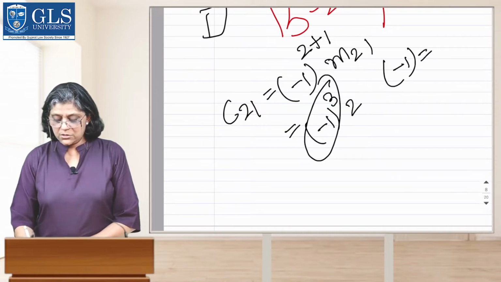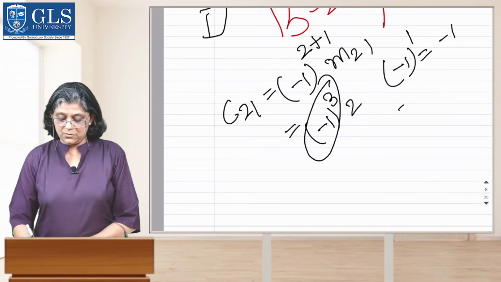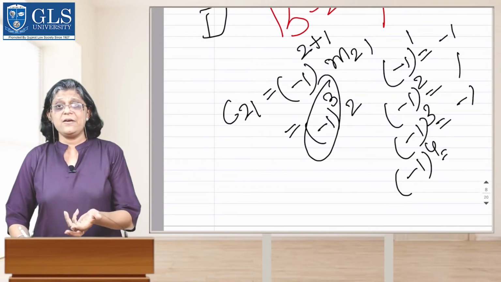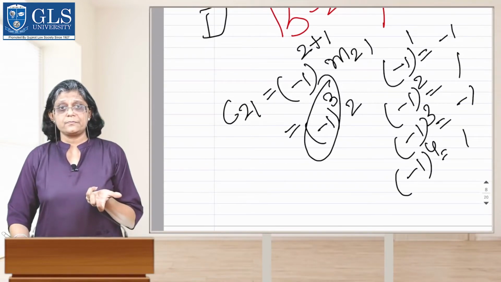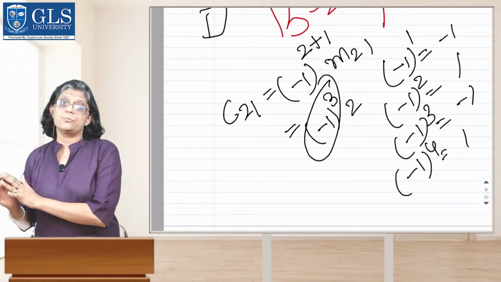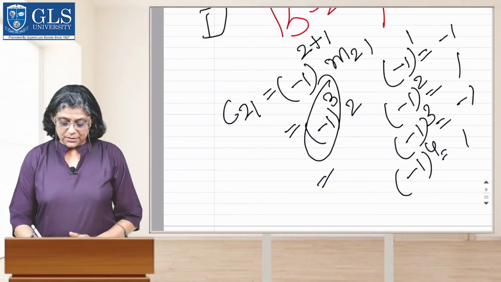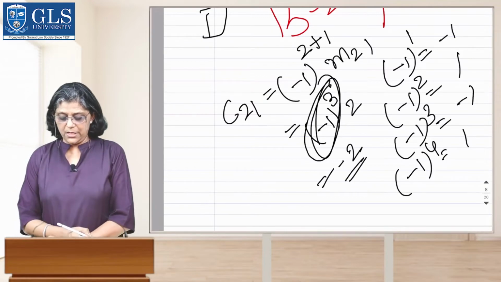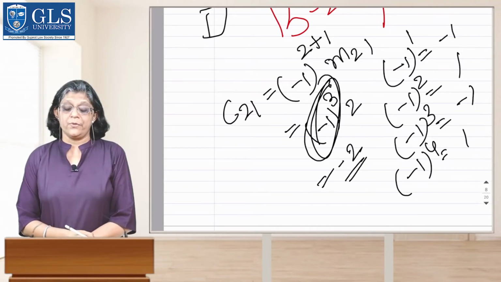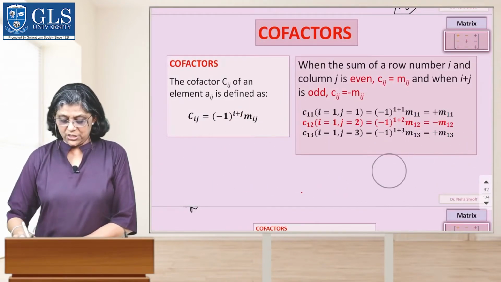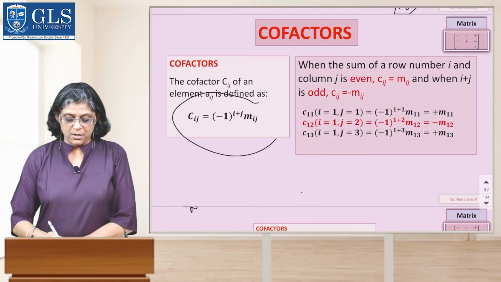If you forget, no problem. -1 raised to 1 is -1, -1 raised to 2 is 1, -1 raised to 3 is -1. It alternates for even and odd, so 1 comes back. If you check the positions too: 1 plus 1, 1 plus 2, 1 plus 3, 2 plus 1, 2 plus 2, 2 plus 3 and so on. So in this case my sign will be -1 only. So my result is -2. Probably you have understood what I am trying to tell you, that Cij will have the sign of -1 raised to I plus j.